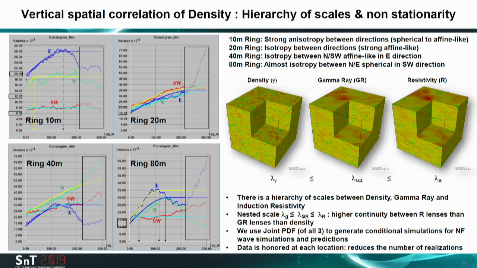To generate random realizations and to minimize the Monte Carlo simulations, because as I said, they're costly, we decided to rewrite a new code on how to generate these random realizations using the joint probability distribution, to minimize the variability within each field. Those are used for the subsequent simulations.